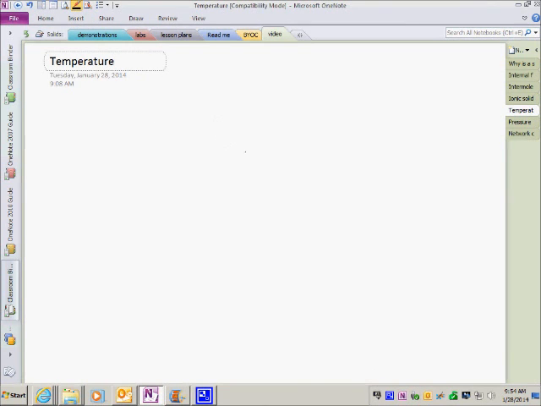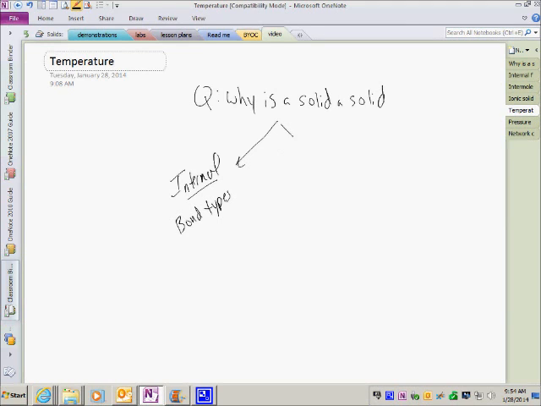Of matter. Currently, we're looking at solids, and the question we're looking at here is why is a solid a solid? We already discussed some of the internal factors, and when I say internal, I mean bond types. In this video, we're looking at what I refer to as external factors. These are factors that you can control.